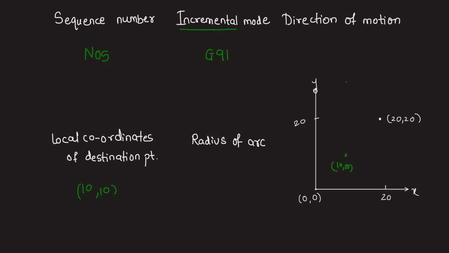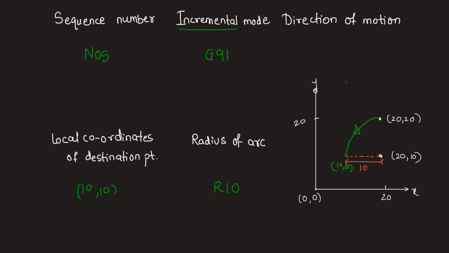From here, if the tool is traveling here, then the direction should be anti-clockwise. Definitely, it should be anti-clockwise. And the center of the arc is present at 20,10. So 20 is the x coordinate and 10 is the y coordinate. So it is exactly here, 20,10. And therefore from here we can also determine the radius of the arc. So if this is the arc and this is the center, the radius will be clearly 10. Radius of the arc here is 10. So we can write this will be R10. And direction of motion is anti-clockwise.